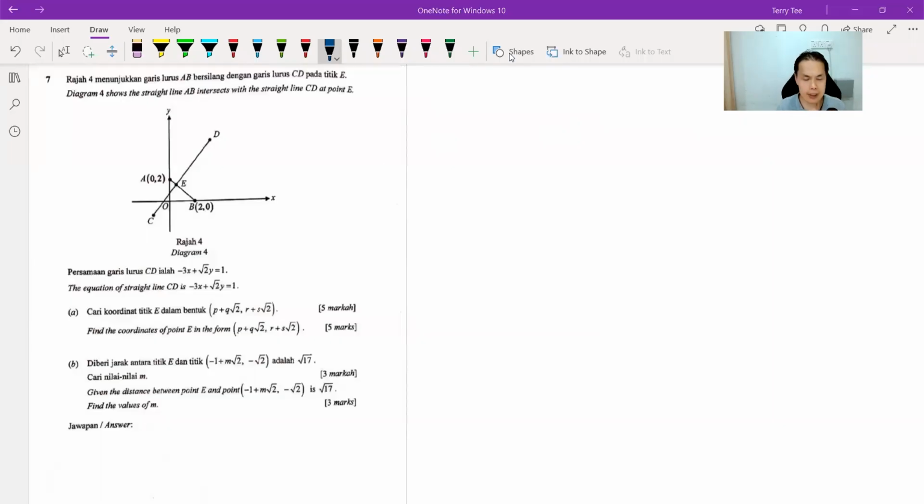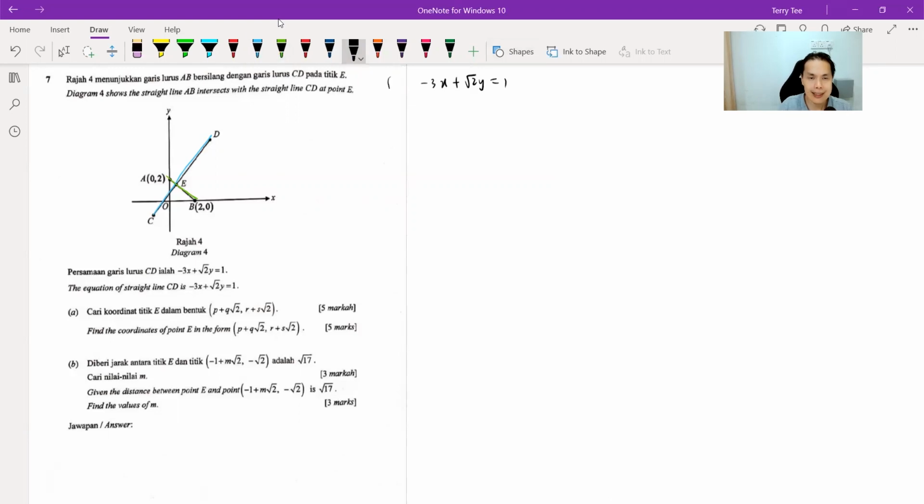Okay, question number 7. Now, this is from a combination of the chapters surds, indices and logarithm, particularly surds, and also the coordinate geometry. Here we are given the equation of straight line CD. This is your line CD here. Your equation is minus 3x plus surd 2 y equals 1. Now, if you want to find coordinate point E, E is the intersection between line AB and line CD.